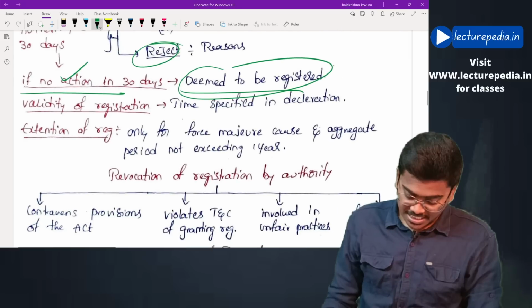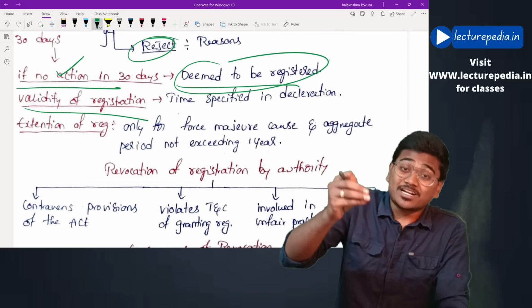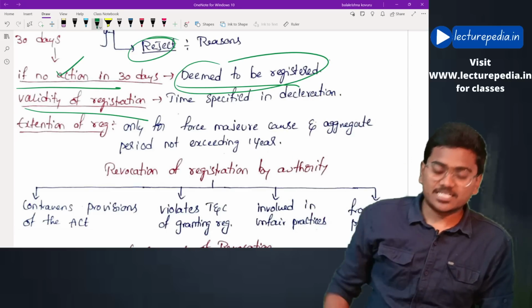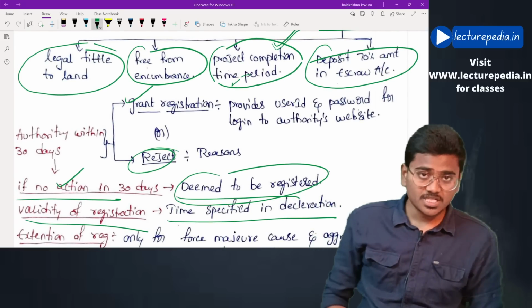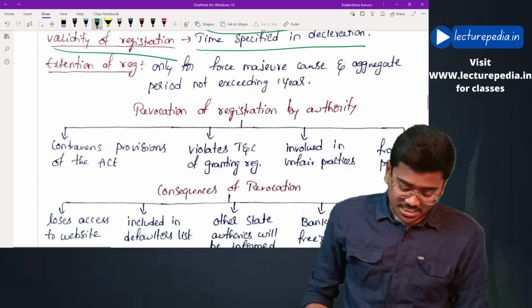Hope this is clear. Next, validity of the registration. The registration will be valid for the period that has been declared by the promoter in the declaration, the time specified in the declaration. We have seen this. For that period the registration will be valid. And next, revocation of registration.